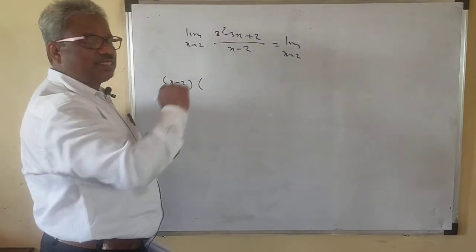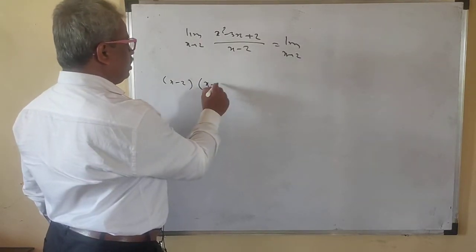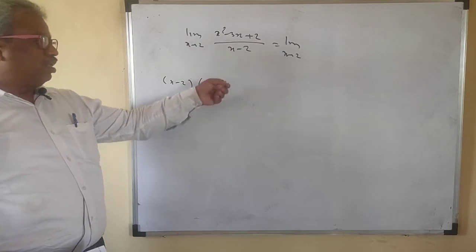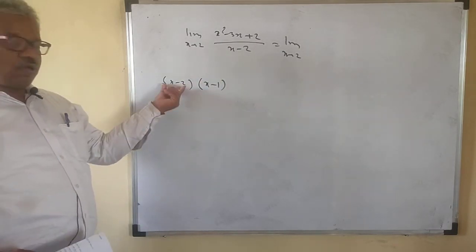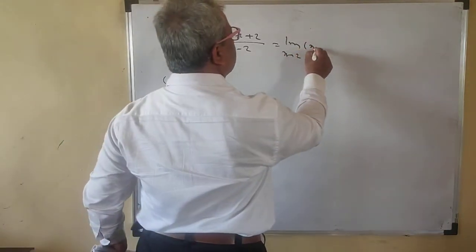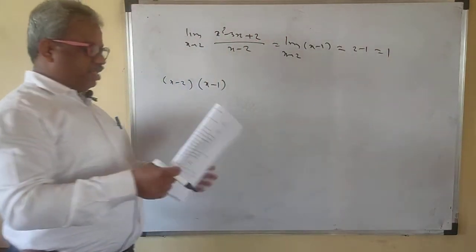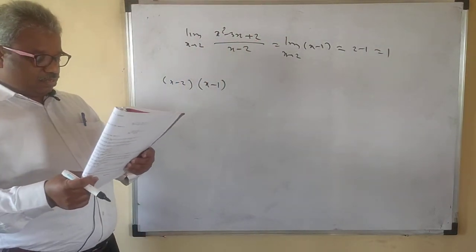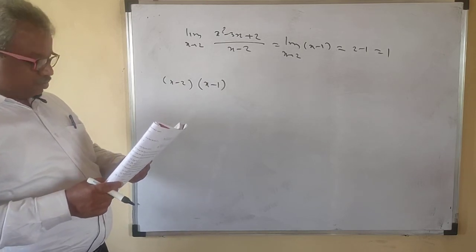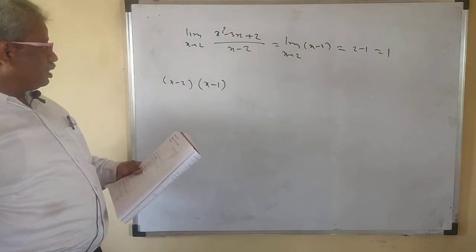Then you have to find only the second factor, and you have to write only the second factor. What product gives plus 2? This should be x minus 1, because one factor is ready for you. The other you can easily find. This will be x minus 1, and you put 2, so this is 2 minus 1. So this will be 1. Okay. So I hope that you understand this.